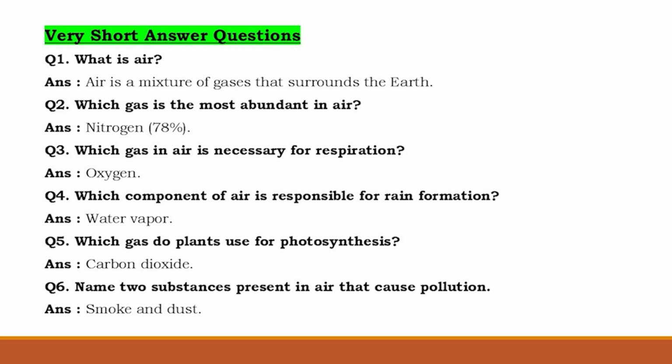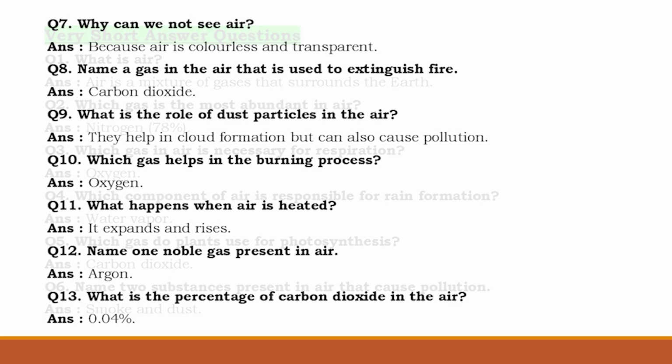Question 4. Which component of air is responsible for rain formation? Answer. Water vapor. Question 5. Which gas do plants use for photosynthesis? Answer. Carbon dioxide. Question 6. Name two substances present in air that cause pollution. Answer. Smoke and dust.